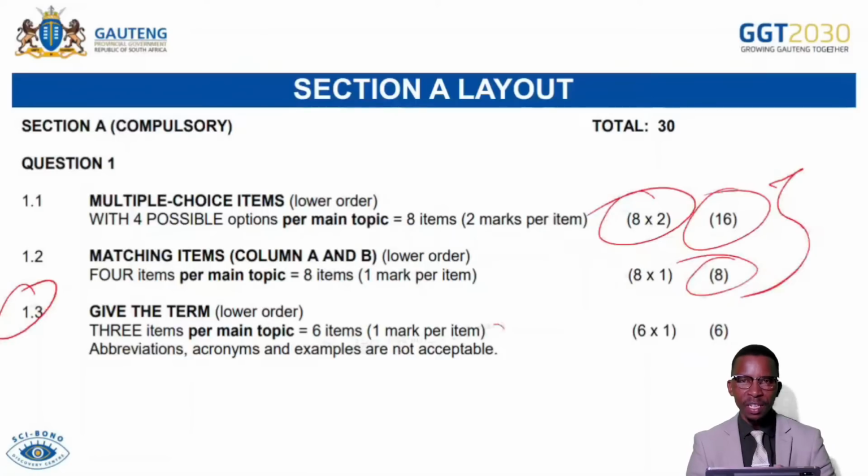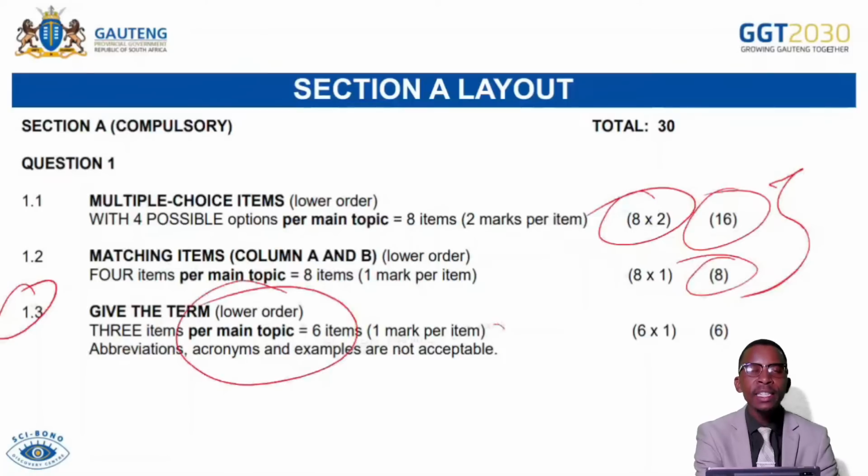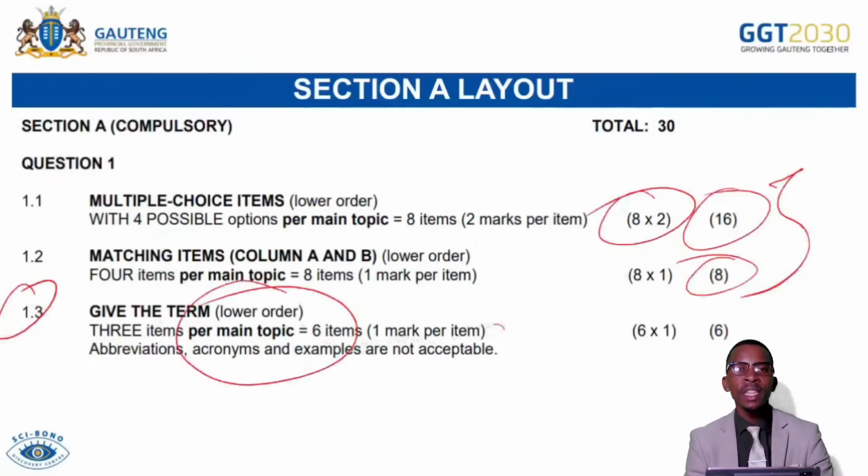Abbreviations, remember, this is very important. Abbreviations, acronyms, examples are not allowed. Do not bring abbreviations and acronyms in this situation. It is not allowed. Simply provide the answer in full words. No abbreviations will be given attention. Even if your abbreviation is correct for the given definition or description, it will be marked wrong because abbreviations are not allowed, and it is even indicated in the question paper that abbreviations and acronyms will not be accepted.